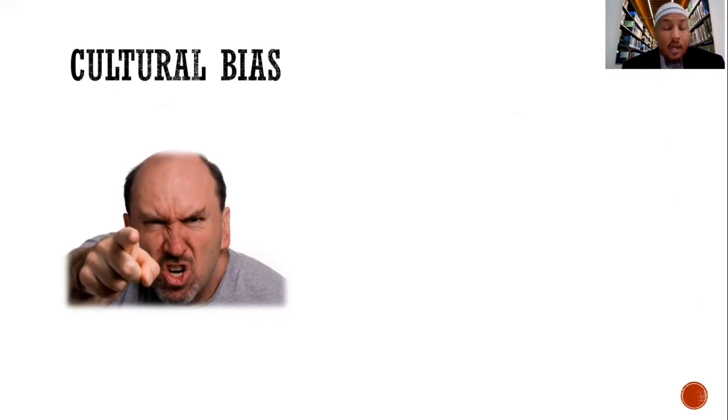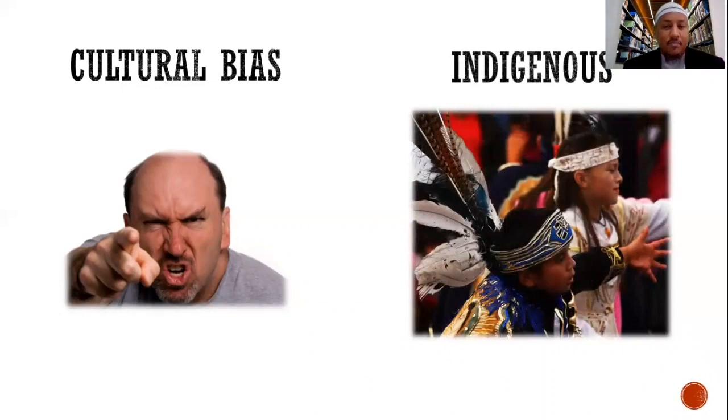And in times like this, we really need to have a better understanding of people. You agree? Now, indigenous means what? That which is original to a particular area. And here's a picture of some Native American children, because remember, Native Americans are the indigenous people to America. So those are your two words, cultural bias and indigenous.